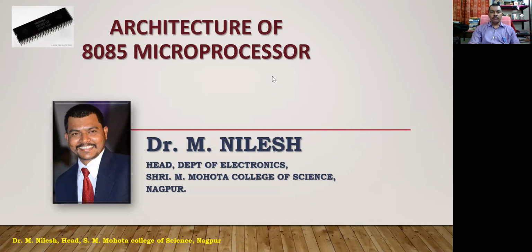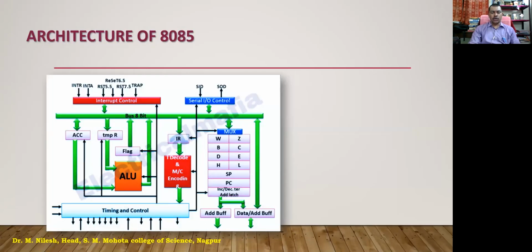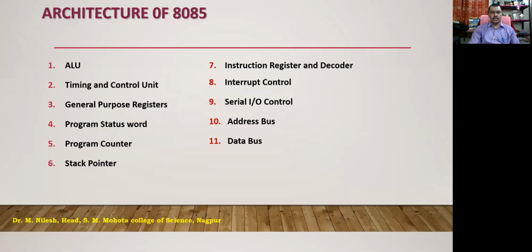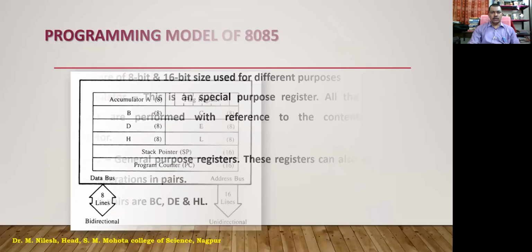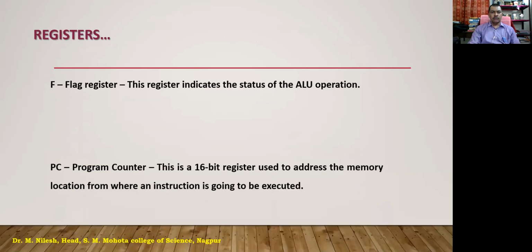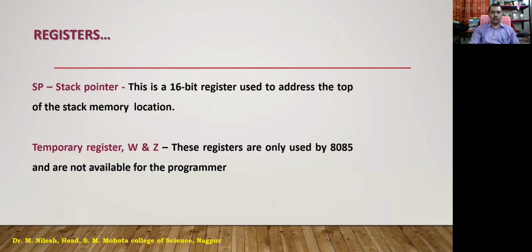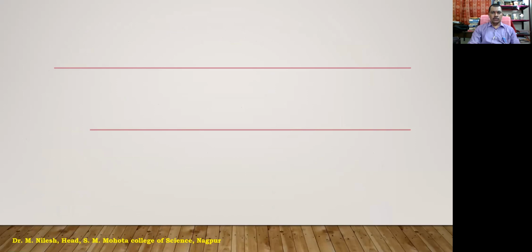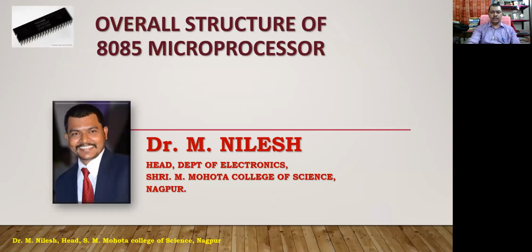So we are done with this. In the last class, I taught you the architecture of the 8085. This was the block diagram, and these were the registers present there. So hopefully we will start with this: the overall structure of the 8085 microprocessor.